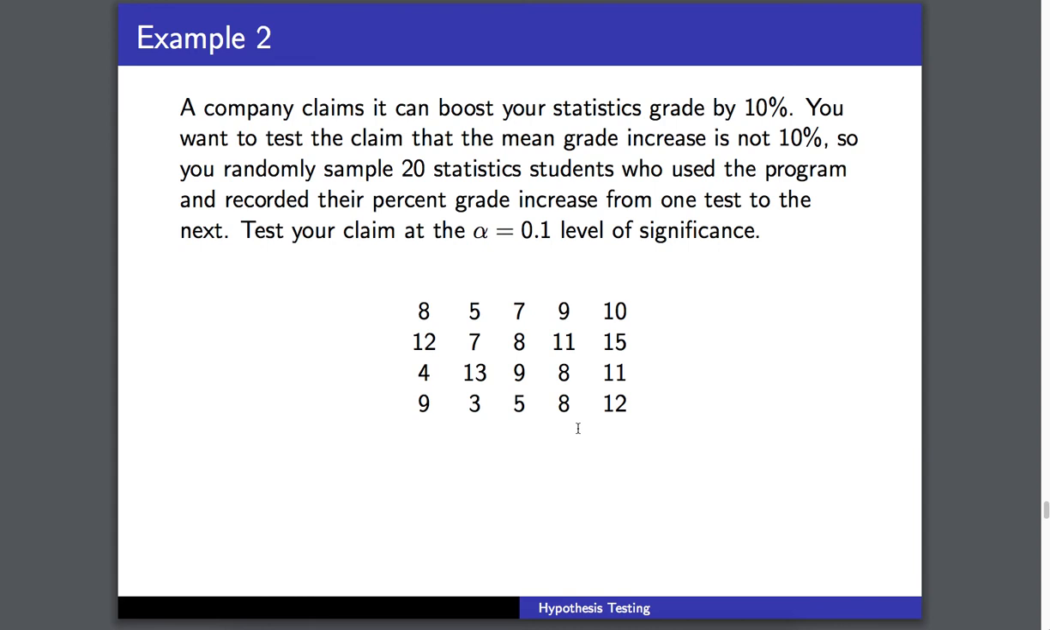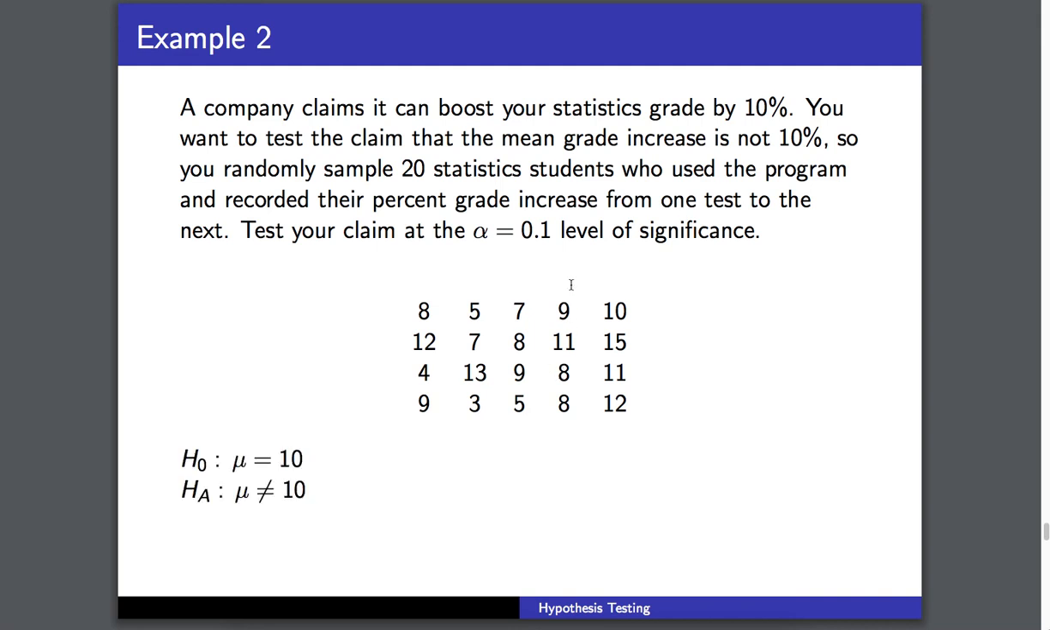All right, example 2, a company claims it can boost your statistics grade by 10%. You want to test the claim that the mean grade increase is not 10%. So we're not saying it's less, we're not saying it's more, we're just saying it's not equal to 10%. So you randomly sample 20 statistics students who used the program and recorded their percent grade increase from one test to the next. Test your claim at the 10% level of significance. So here are our increases in percentage. We'll just use whole number percentages.